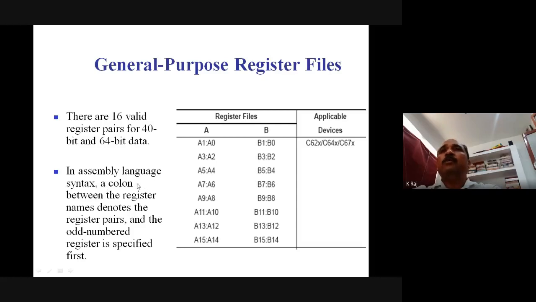In assembly language syntax, a colon between the register names denotes the register pairs, and the odd-numbered register is specified first. So if we see any pair here, the odd number will be specified first, then the colon represents the pair, and then the even-numbered register.